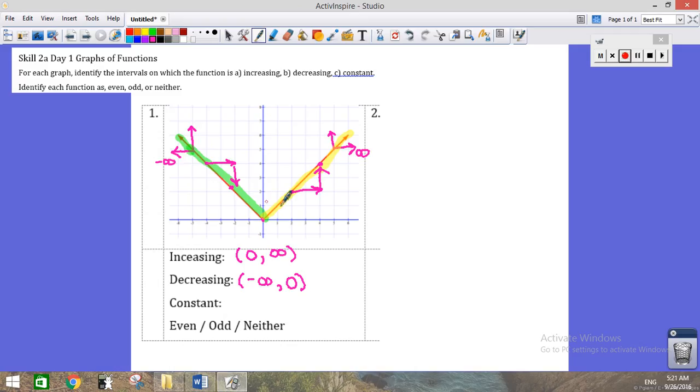We don't see any consecutive points, any portion on the graph where the graph is horizontal, where it's constant.